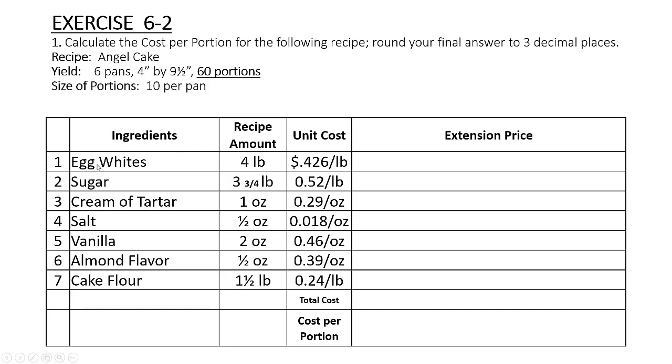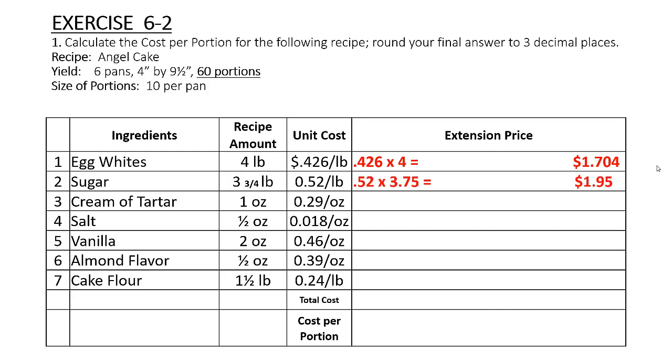So looking at our first example of egg whites, we need to have 4 pounds, and our unit cost, or our AP cost, was 0.426 per pound. So our units desired matches the unit price. Let's take what we paid for 1 pound and multiply it by the amount of pounds our recipe calls for, and we can see that we need $1.704 worth of egg whites.